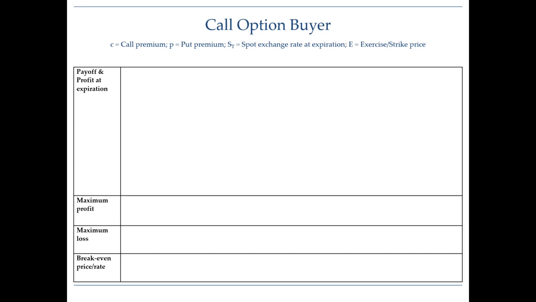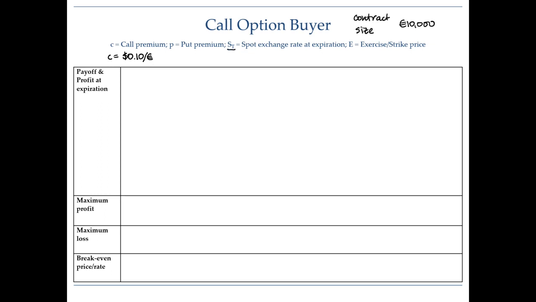It's best to work with a numerical example to see how this works. So let's say we're working on call option contracts on euros. Let's say the contract size is 10,000 euros. Let's say the call premium, so this is the price you pay as a call option buyer to get the right to buy euros, is 10 cents per euro.